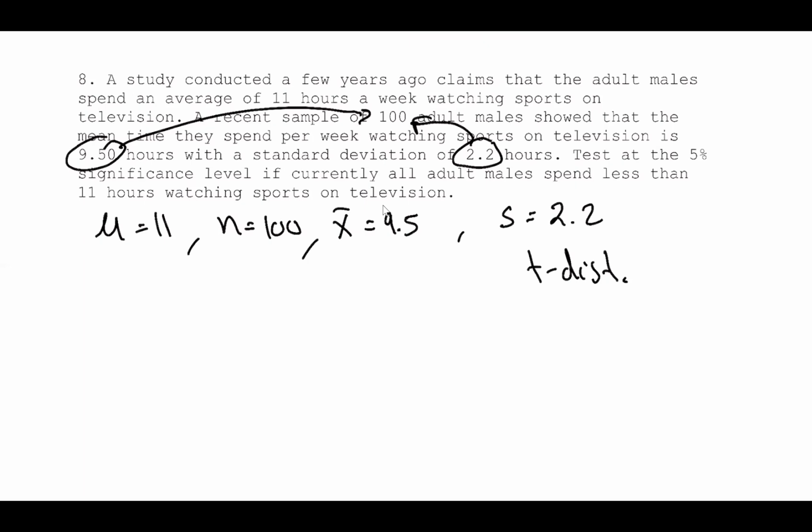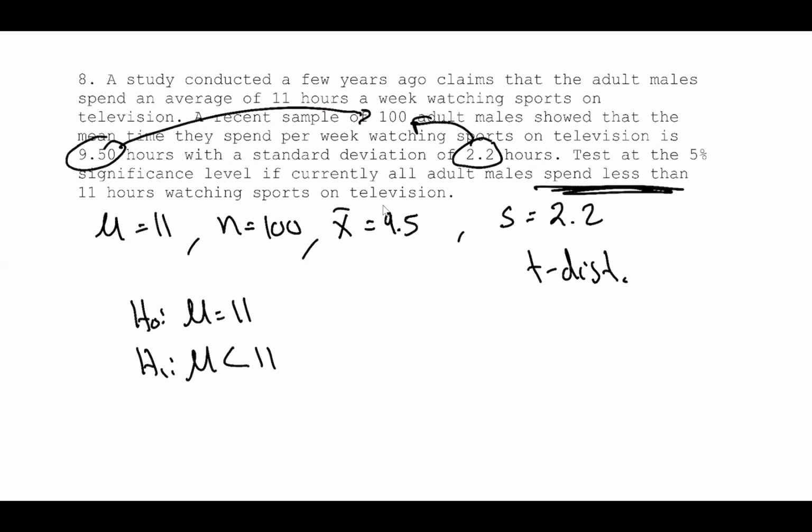Any question on how I figure out the sample standard deviation versus the population standard deviation? All right, so let's go ahead and do the null and alternate hypothesis. For the null hypothesis, we'll say H0: mu is equal to 11. My alternate hypothesis will be mu is less than 11. If you look at it, we want to prove that they spend less than 11 hours watching sports on television. So that's my null and my alternate hypothesis.